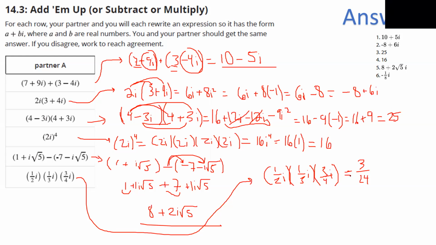i times i times i would be i to the third power. Now we can reduce the 3 and the 24 by dividing numerator and denominator by 3. So we end up getting 3 divided by 3 is 1. 24 divided by 3 is 8. And we can now simplify i to the third power. Now, if you remember our pattern, i to the third power is the same thing as saying negative i. So we have 1 over 8 times negative i, which is equal to negative 1 over 8i.